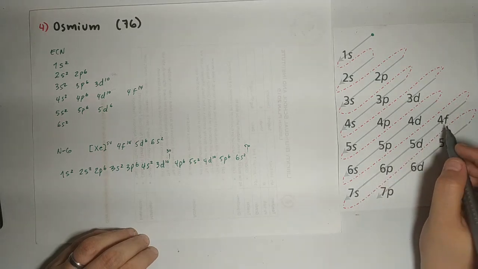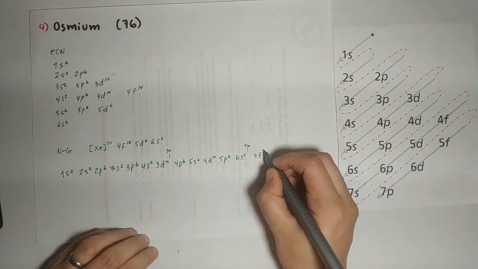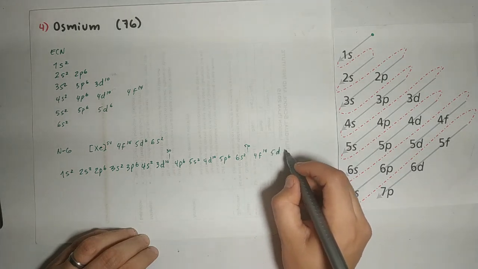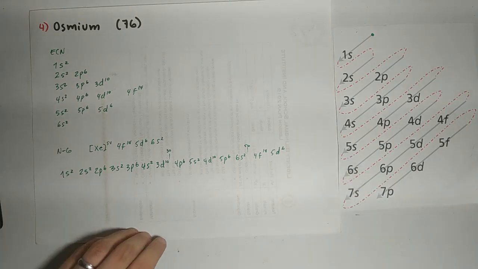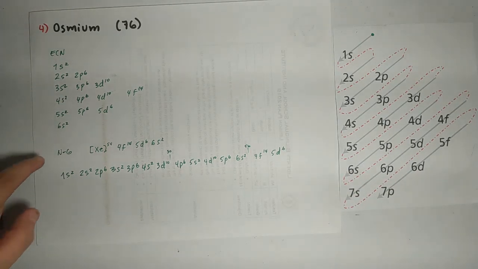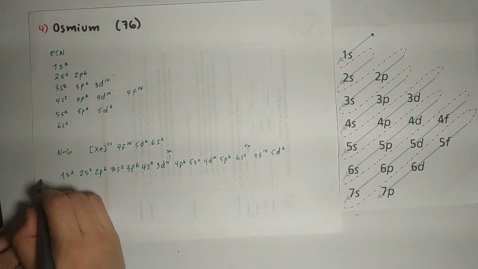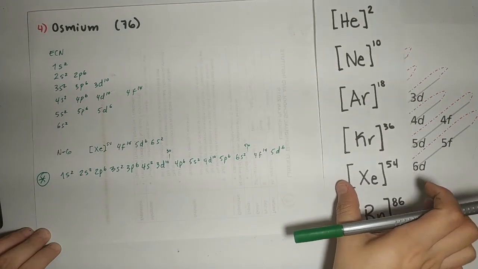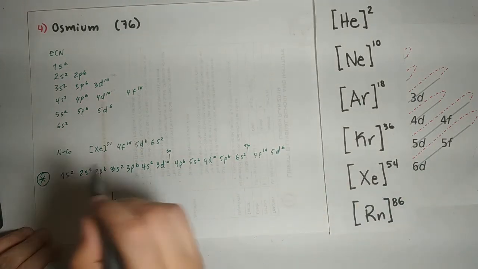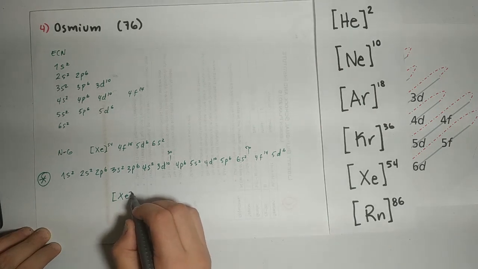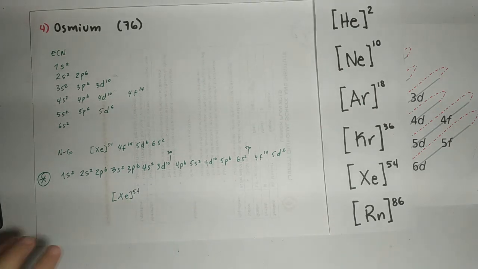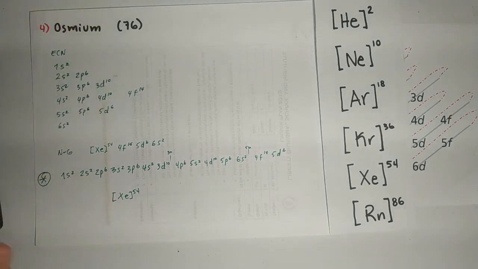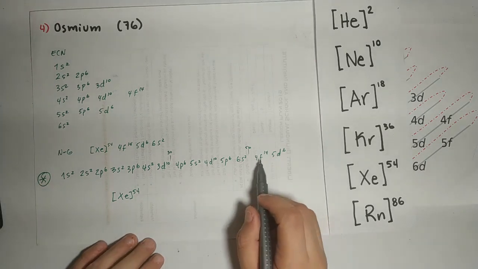So I continue here with 4f14 and 5d. Okay, to get 20, I need 6. Like that. Now, as I'm going to use noble gas notation, remember this is another way to do it, I will search for the noble gas that is before osmium. So that is xenon 54. Now how many electrons do I need for xenon to become osmium? I need 22. So I have this 20 plus 2, 22.